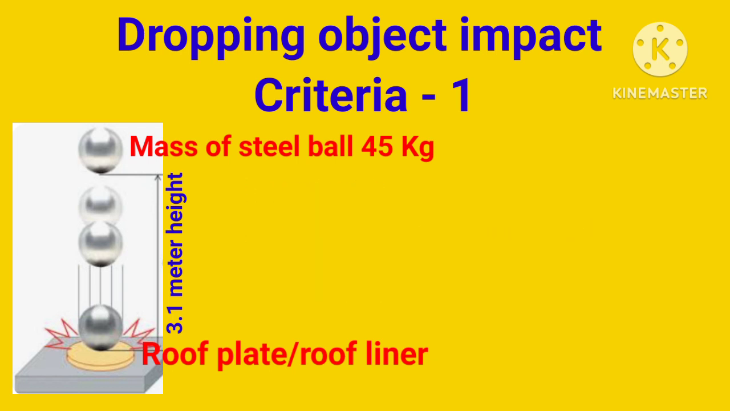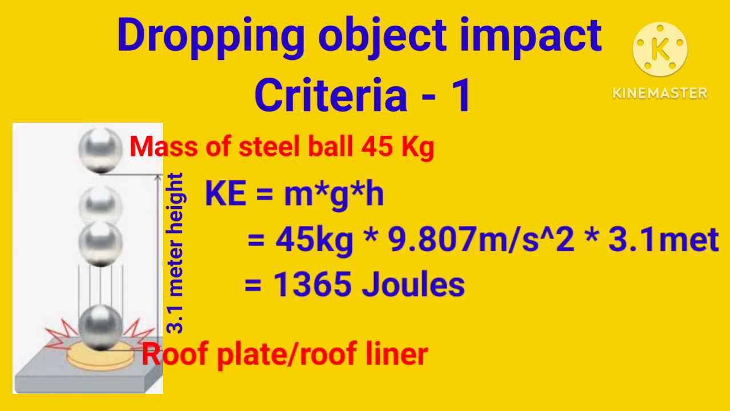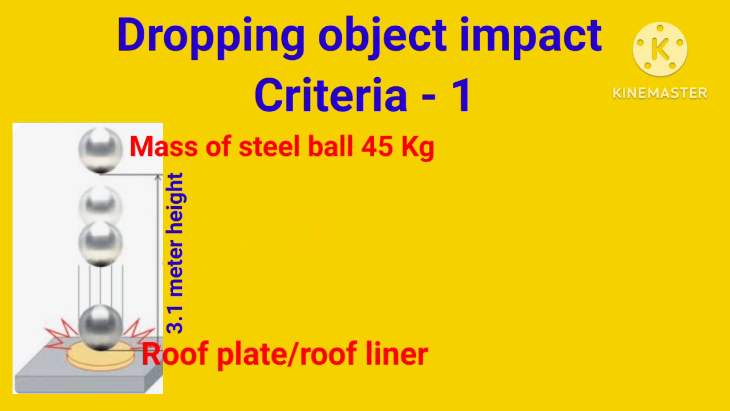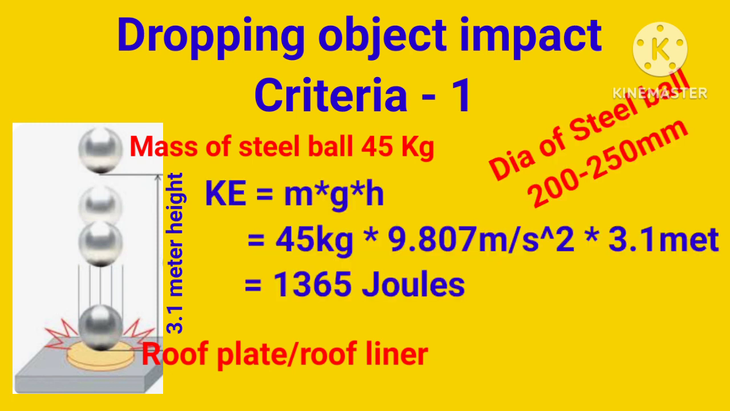That standard is ISO 3449/2008. So if we put in all the values, kinetic energy is equal to mgh, that is our formula. The mass of the iron ball should be 45 kg and the material should be solid steel or ductile. The diameter should be specific: 200 to 250 mm diameter for that iron ball.